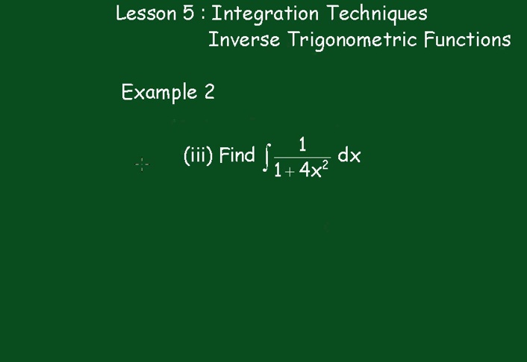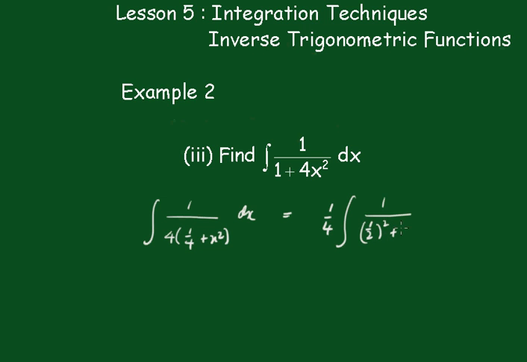Okay, last example here, finding this one. Now again, I'll take out that 4. So that becomes the integral of 1 over 4 outside of 1 on 4 plus x squared dx, which equals, take the 1 on 4 out the front, 1 on 4 integral of 1 over, now that is 1 on 2 all squared plus x squared dx.